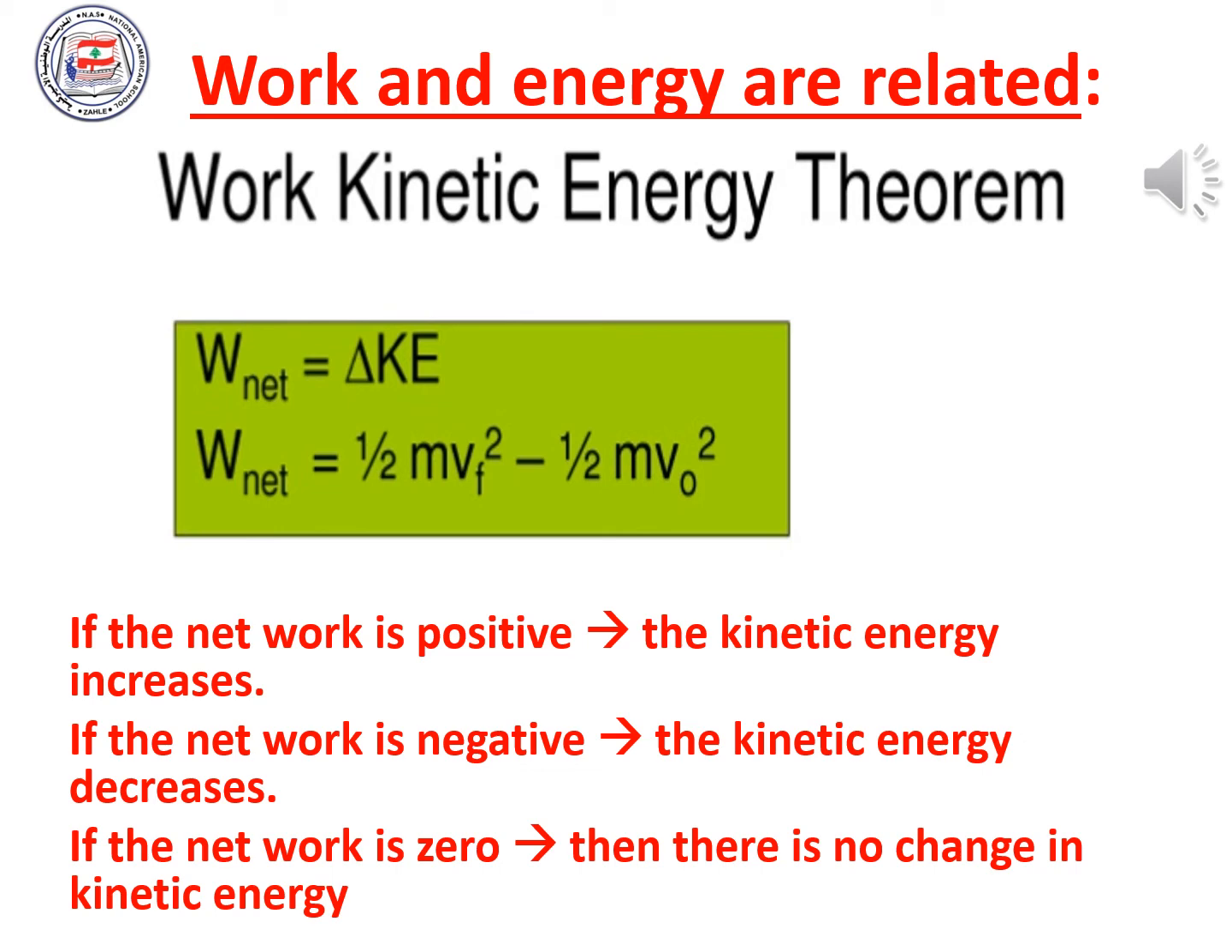So if we calculate the net work, or if we know the net work of an object, if it is positive, then the kinetic energy of the object increases. If the net work is negative, then the kinetic energy decreases. And if the net work is zero, then there is no change in kinetic energy. So the final and the initial kinetic energies are the same.